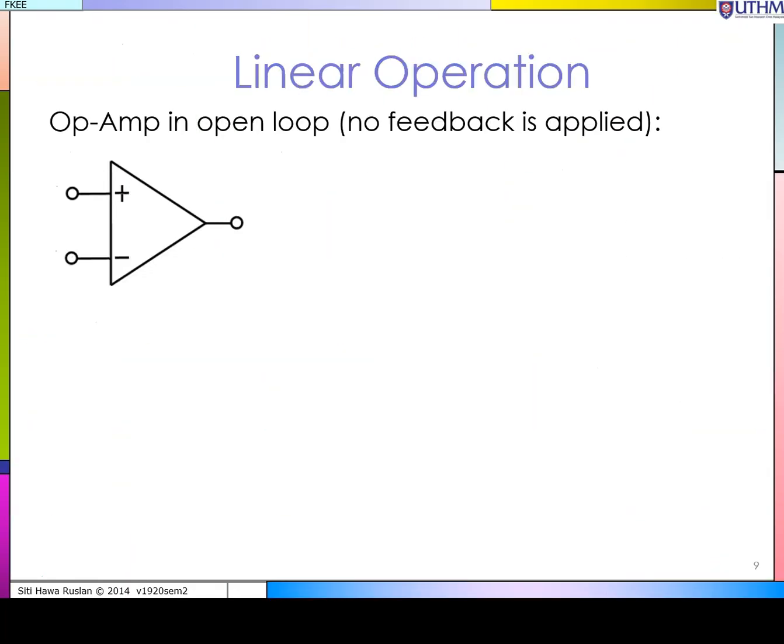Okay, so if you look over here, this is an amplifier, which is my op-amp, in an open loop. There is no feedback. My VO will be simply A multiplied with VD. VD is the difference over here. If you look at this equation, the VO depends on the amplifier gain A, the op-amp gain A, which is determined by the manufacturer. We don't have control over that.